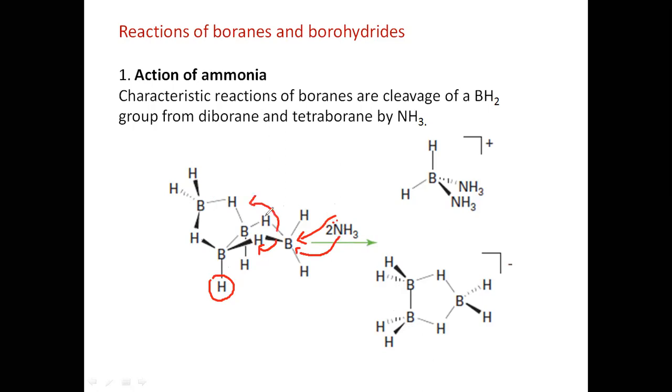Next point. When the second ammonia attacks here, the second bond breakage takes place. There is already one terminal BH bond and one more bond is created. Means each boron would have two terminal BH bonds here, and this BH2 group will go away with the ammonia like this. Okay, and there will be a negative charge over this whole group because the electrons of both bonds are shifting towards this molecule, and therefore this boron carries a positive charge, so you can write here. So this is a very simple and straightforward reaction.